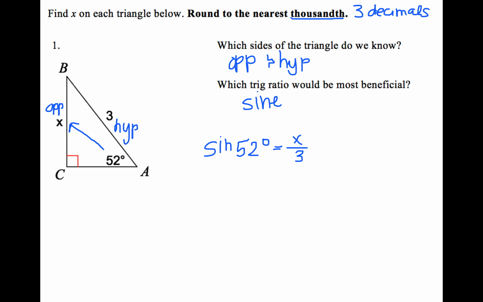So I need to get rid of this 3. Since I'm dividing by 3, I can multiply both sides by 3. And now 3 times sine of 52 degrees is something that you can plug into a calculator. So when I do that, I get for my answer x is equal to 2.364. And that is the length of that missing side.